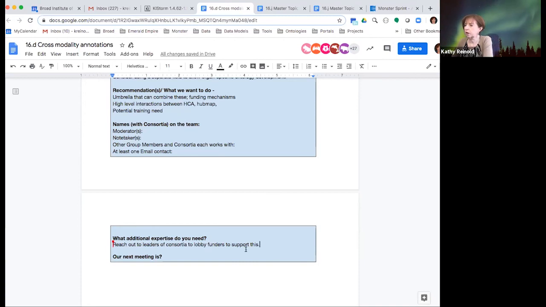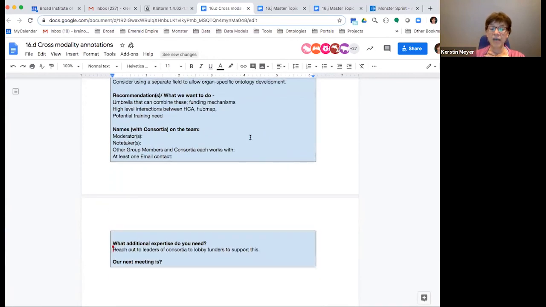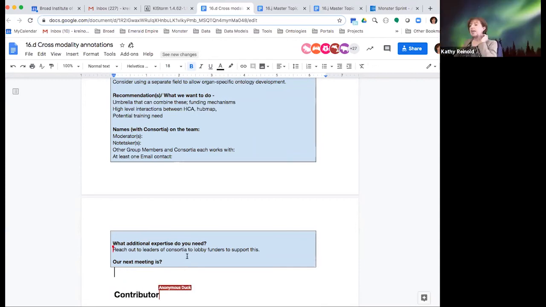Okay. In previous breakout sessions, I was present. People were also asked at the bottom of the document to write down their name. So if people don't do this, obviously on the screen that Kathy is showing us at the moment, but if we go to the actual document, the link to this is in the chat. Yes, and names with consortia on the team.